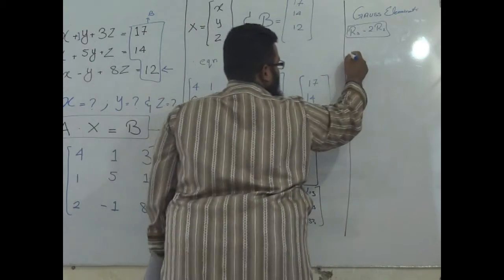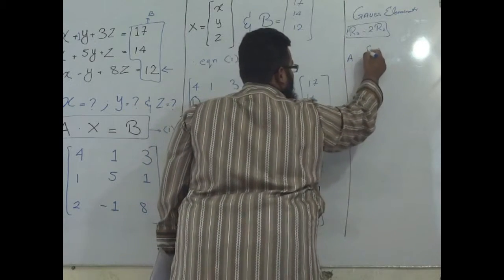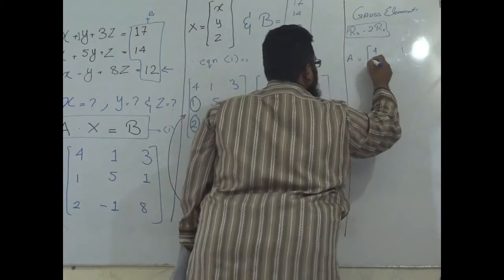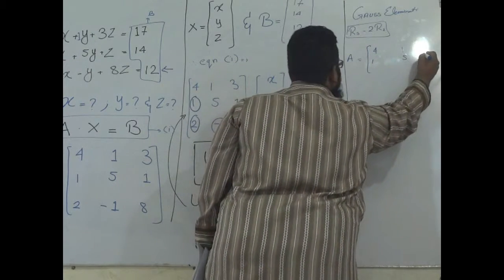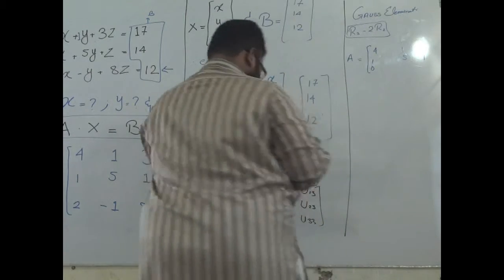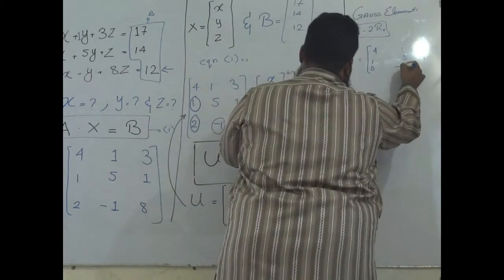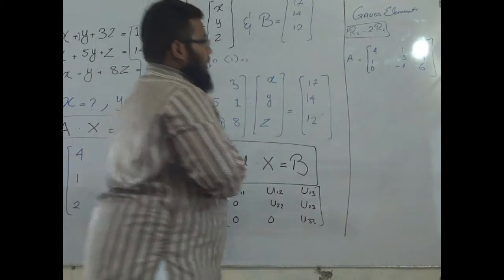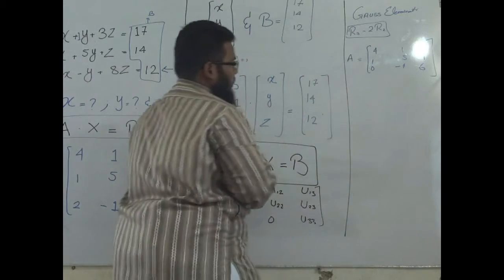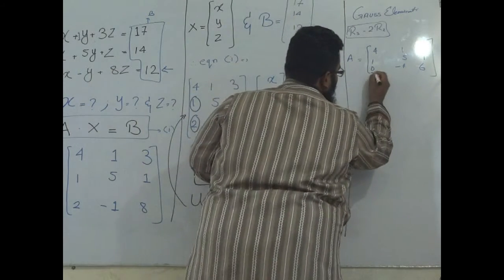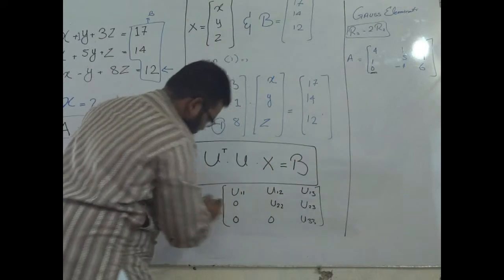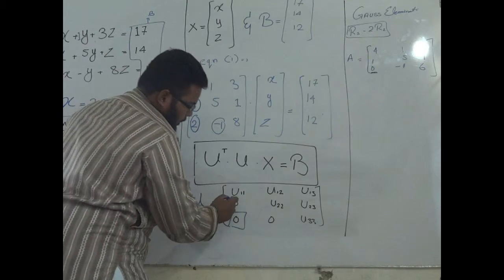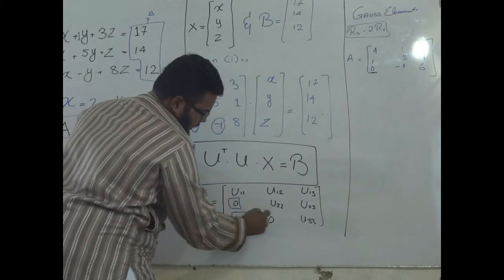For that my matrix A will become A is equal to [4, 1, 3; 1, 5, 1; 0, and I have calculated to save my time, which is minus 11 and 6]. Now I get this value. You can see I get this value 0. Okay. Now I have to work for this and this.